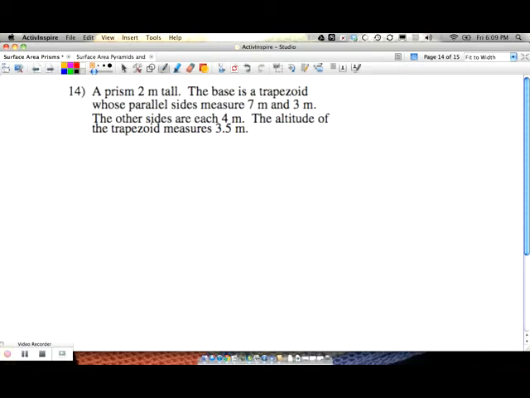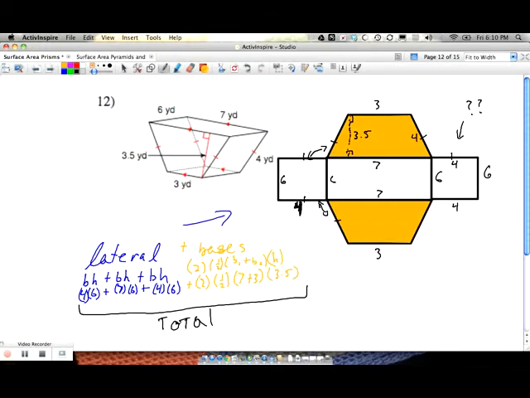Last one of the day coming right here. Prism is 2 meters tall. The base is a trapezoid whose parallel sides are blah, blah, blah. The altitude of the trapezoid measures 3.5 meters. Well, that sounds almost identical to this one. What's the difference? Well, it says it's 2 meters tall. And this one was 6 meters tall. You guys see that? It's got a 6 here, but it says 2. So it's the exact same as this one, except you replace the 6 with the 2.